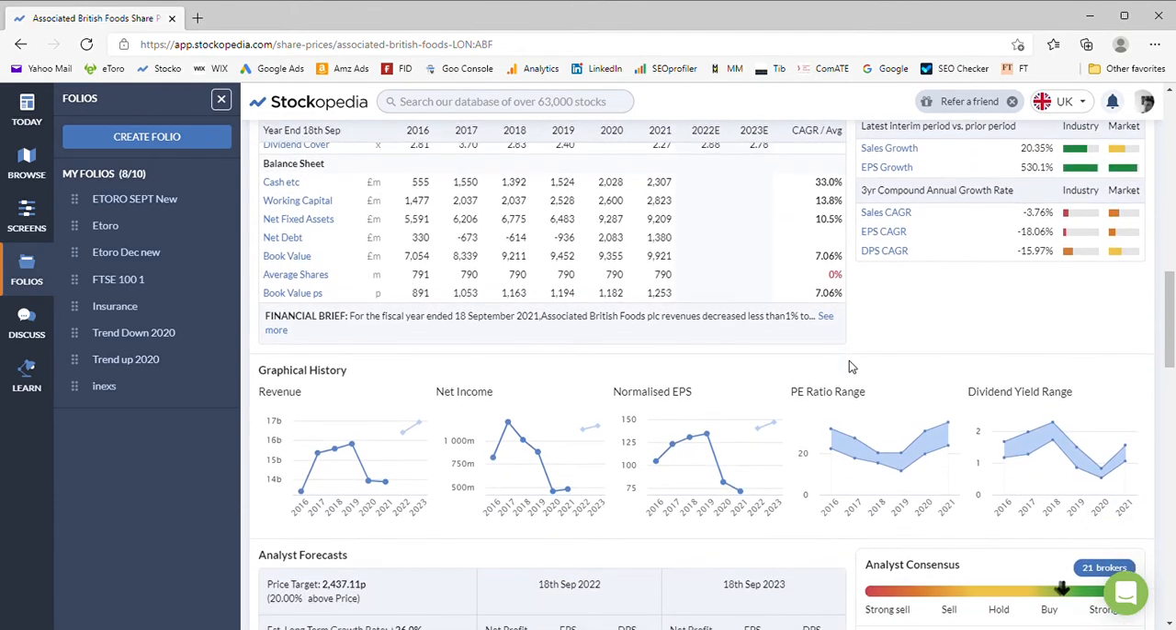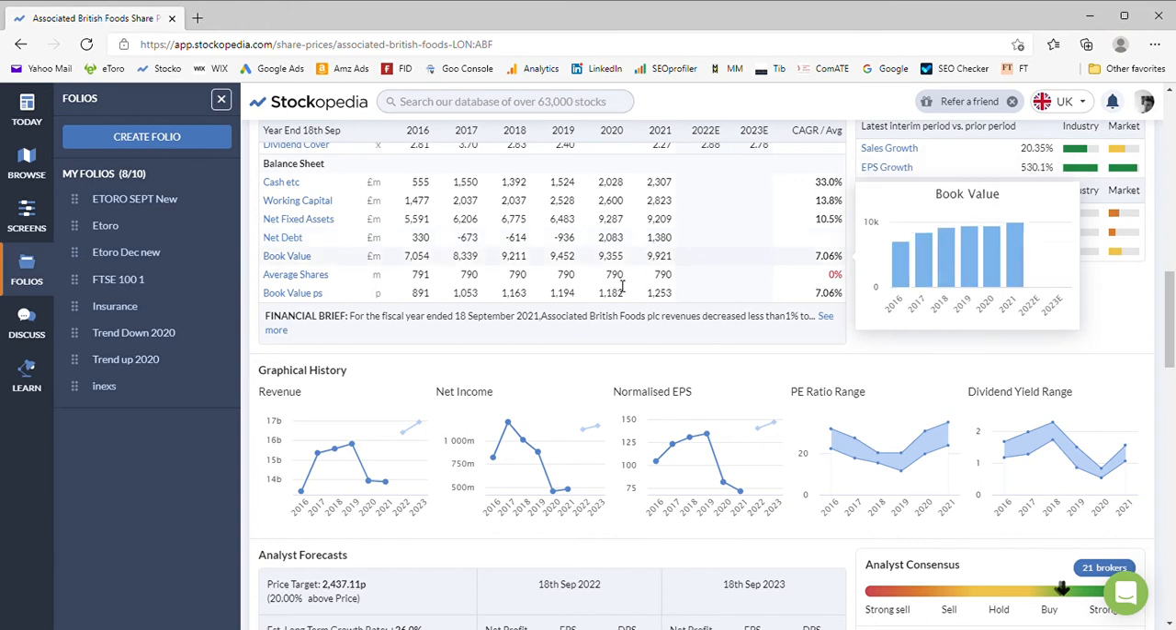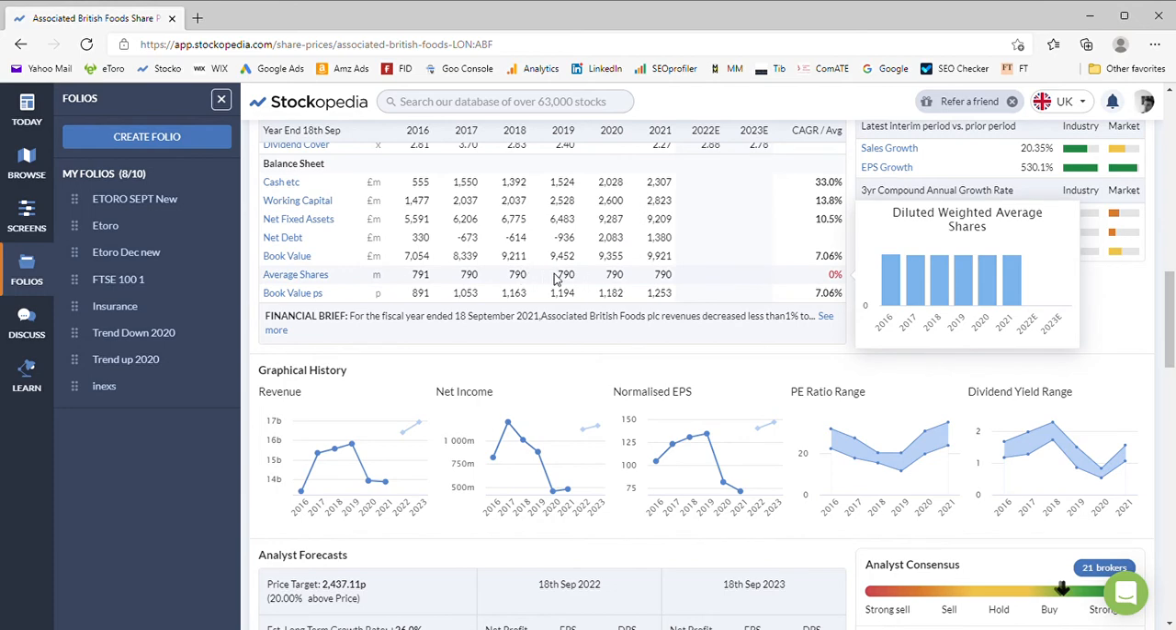The debt has actually decreased from 2020. They'd had $2 billion debt in 2020, which has now reduced to $1.38 billion. So they have used some of that spare cash to pay down their debt. Shares are bang on exactly the same, so there's no dilution going on with the shares, which is always good to see.